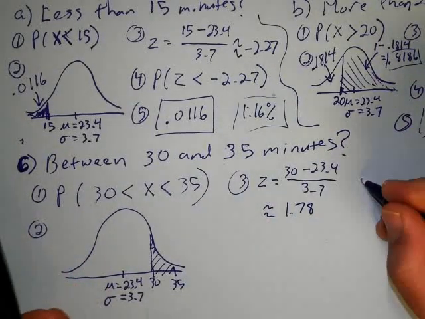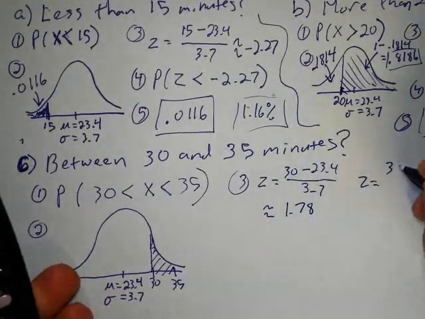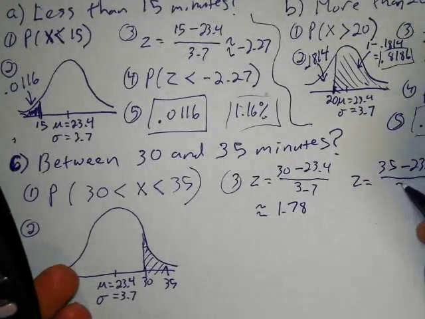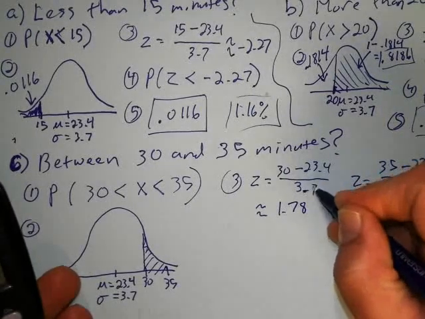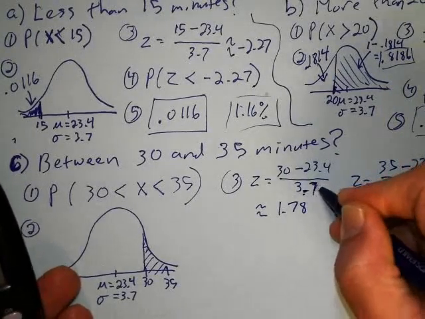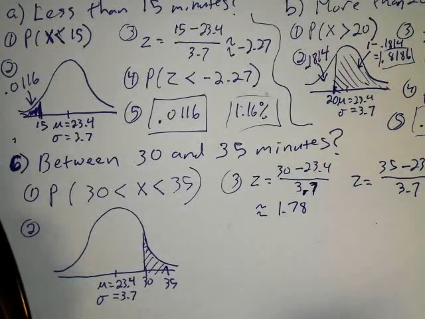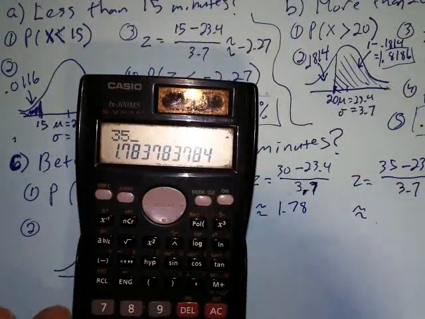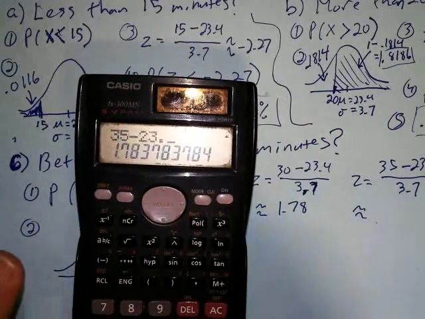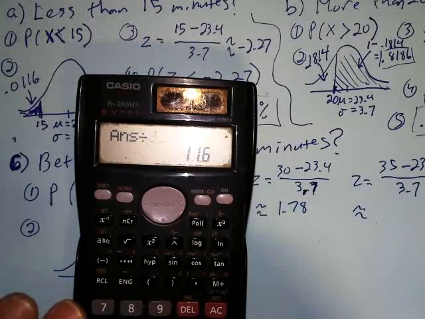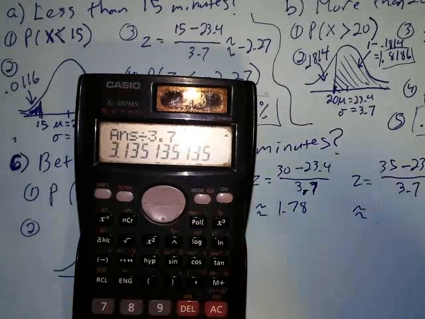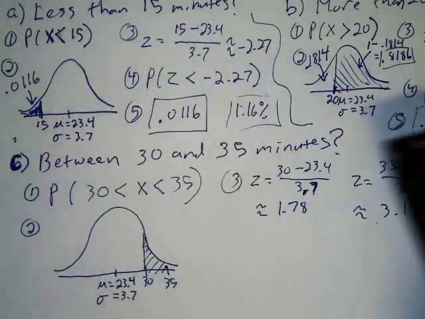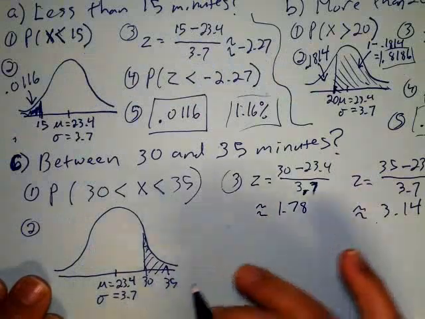Okay, and then now I have to calculate the z-score for 35. So 35 minus 23.4 divided by 3.7. That's not 3 minus 7, it's 3.7. So 35 minus 23.4 divided by 3.7, and I get 3.14 when I round to 2 decimal places. So these are the two z-scores.